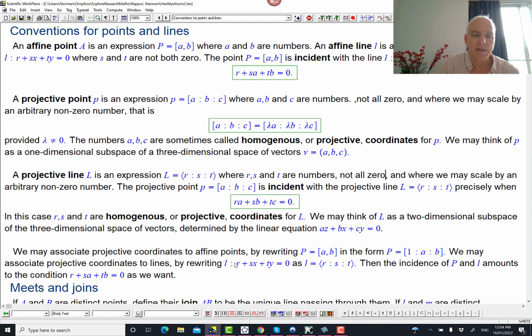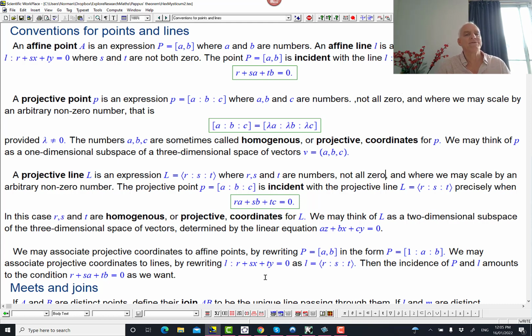So if we have a line r + sx + ty = 0, that's an equation of an affine line, we can write it in projective coordinates as just r : s : t. And then the incidence of this point P and this line L amounts to the condition that 1 times r, in other words just r, plus s times a plus t times b equals 0, which is the same condition that we had up here.